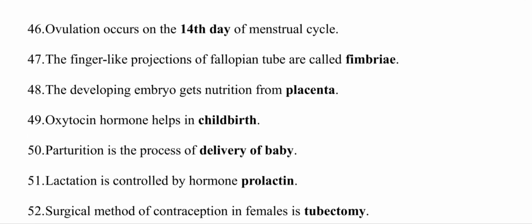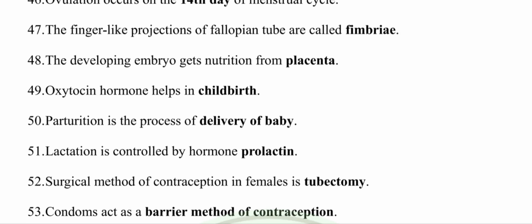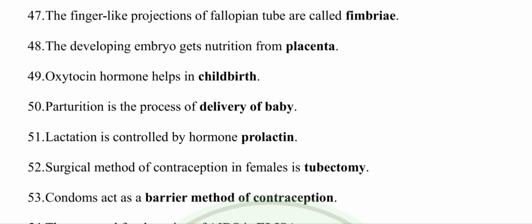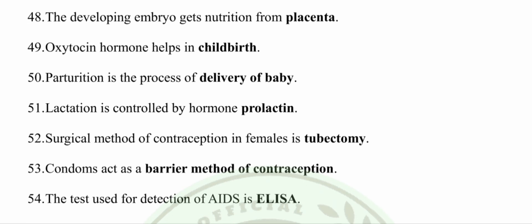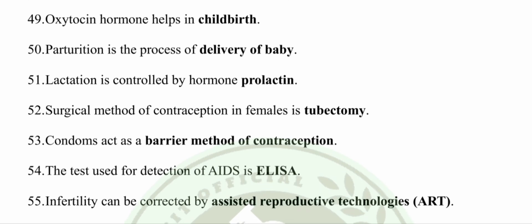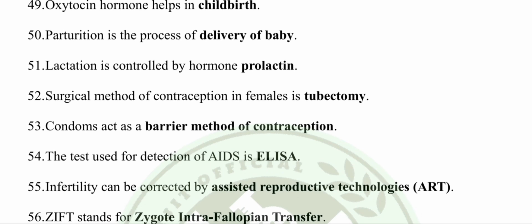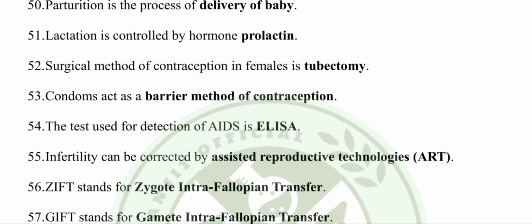46. Ovulation occurs on the 14th day of menstrual cycle. 47. The finger-like projections of fallopian tube are called fimbriae. 48. The developing embryo gets nutrition from placenta. 49. Oxytocin hormone helps in childbirth. 50. Parturition is the process of delivery of baby.